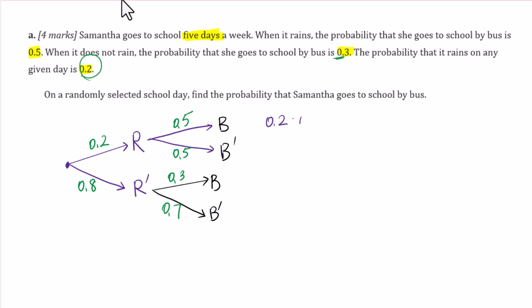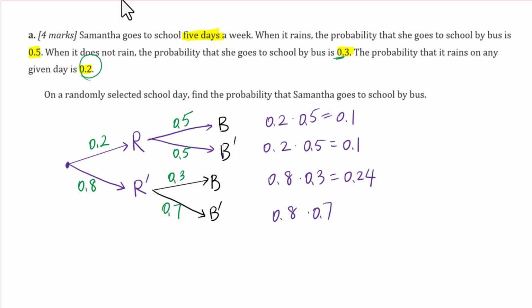0.2 times 0.5 equals 0.1. 0.2 times 0.5 equals 0.1. 0.8 times 0.3 equals 0.24. 0.8 times 0.7 equals 0.56.